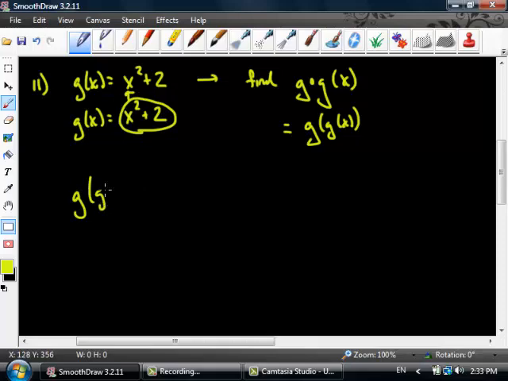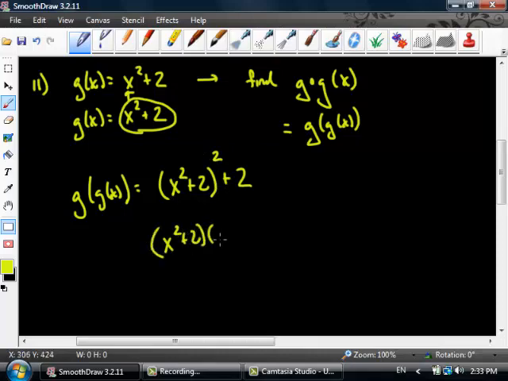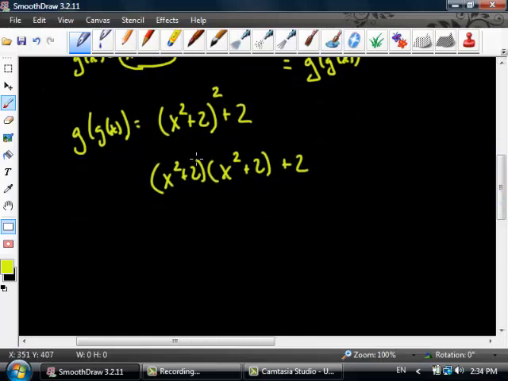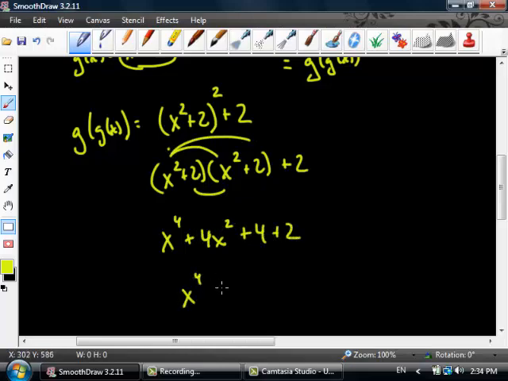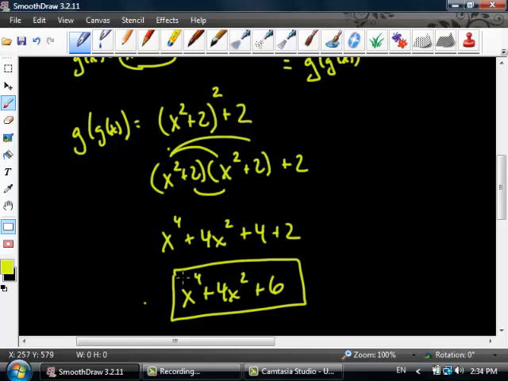So g of g of x is going to be parentheses x squared plus 2, squared, plus 2. So now I got to FOIL this thing out. This is x squared plus 2 times x squared plus 2, plus 2. So now we FOIL this thing out. This is x to the 4th plus 2, 4 x squareds plus 4, plus 2. So you should end up with x to the 4th plus 4x squared plus 6. That is number 11.